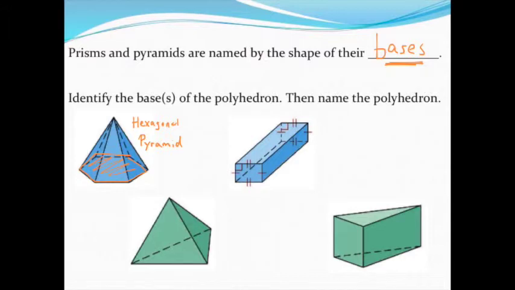So first name and last name. First name is based on the shape of its base. The last name is based on whether it's a pyramid or a prism. If I jump down to the shape below it, I can see I have another pyramid. This time, I'm going to call that the base. I can see that my base is going to be a triangle this time.